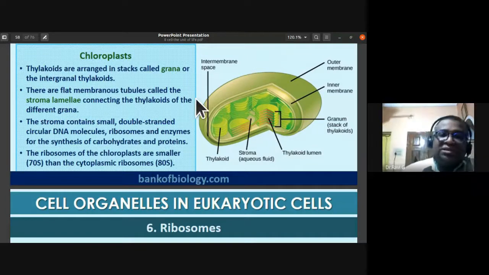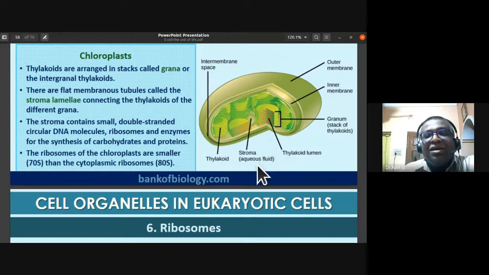There are flat membranous tubules which are connecting the grana. You can see here the flat membranous tubules which are interconnecting the grana. We call them the stroma lamellae or FRET. So they connect the thylakoids of the different grana.